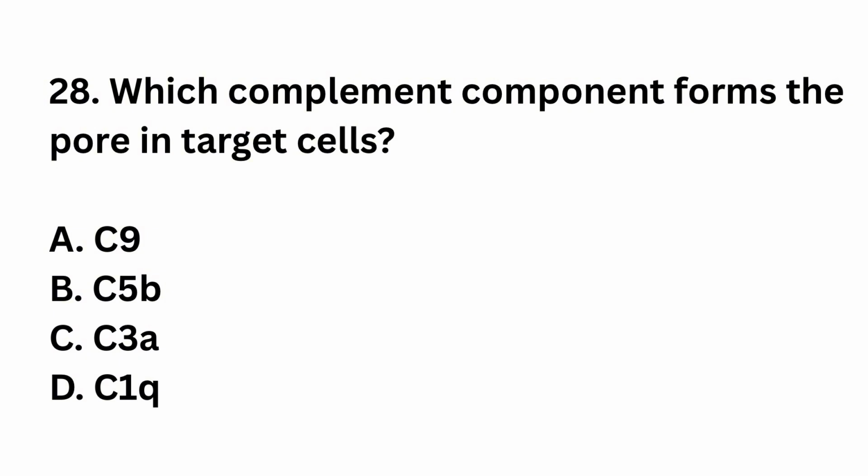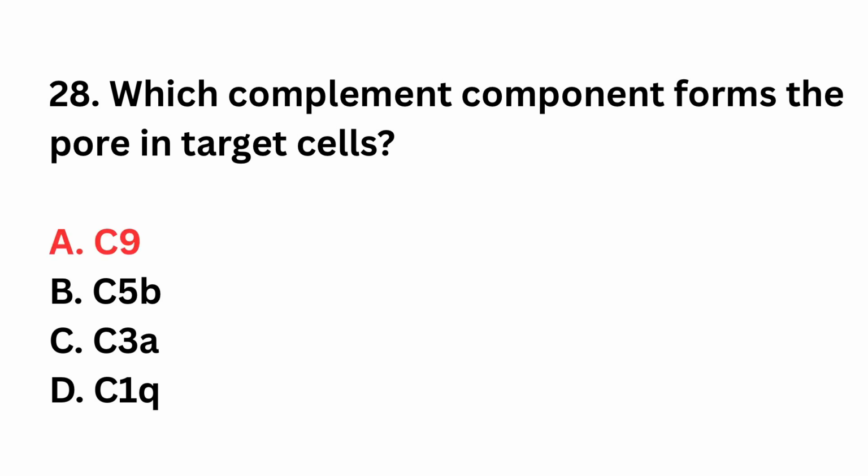Question number 28. Which complement component forms the pore in target cells? C9, C5b, C3a, C1q. The right answer is option A, C9. C9 polymerizes to create membrane pores. This leads to cell lysis.